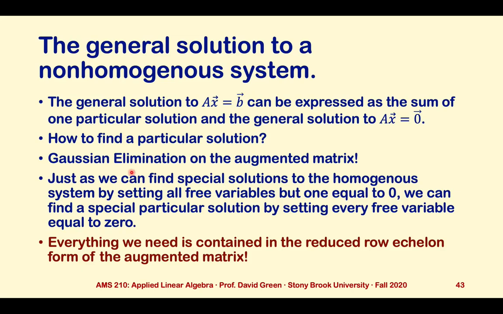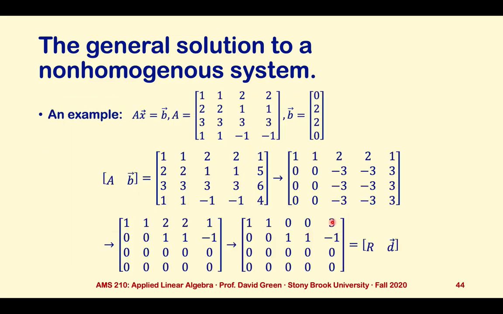The way we're going to be able to do that is by taking a similar approach as we did for special solutions of the homogeneous system, but rather than setting all free variables except 1 equal to 1, we'll find a special particular solution by setting all of the free variables equal to 0. Let's just walk through a little bit about how we do this.